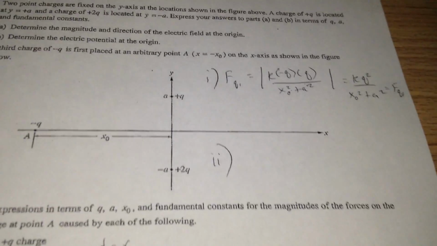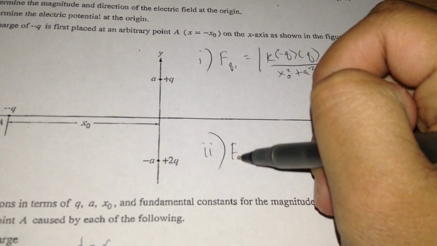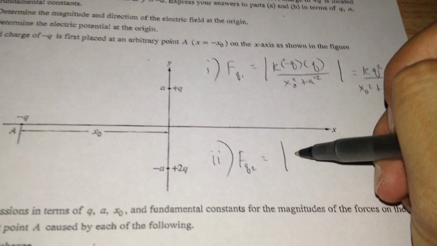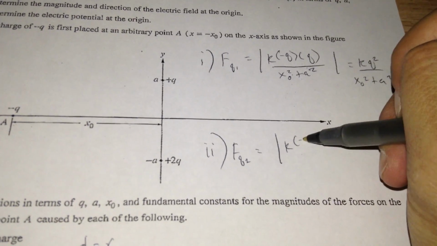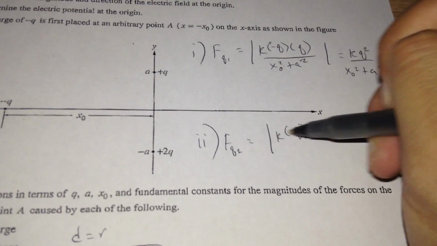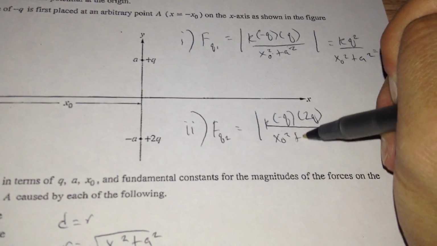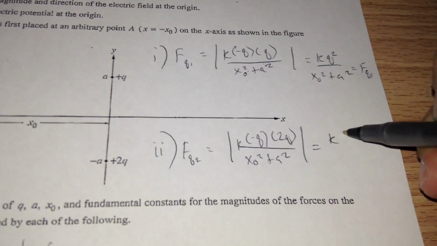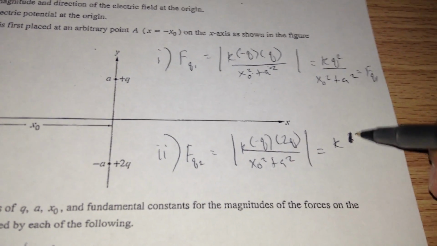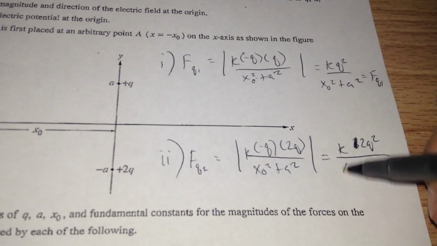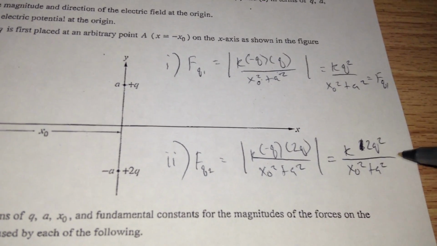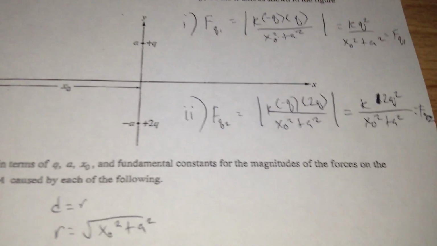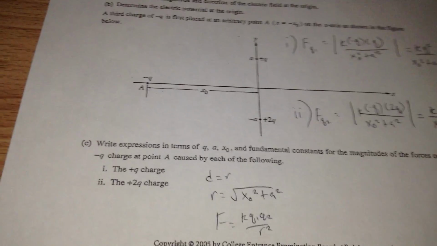For the second one, we're going to do the same exact thing, the only difference being that instead of q, we're going to have k negative q times 2q over x sub 0 squared plus a squared, which will be k 2q squared over x sub 0 squared plus a squared, which will be equal to the force F q2. And that's that for this part.